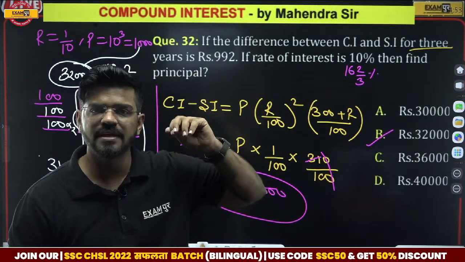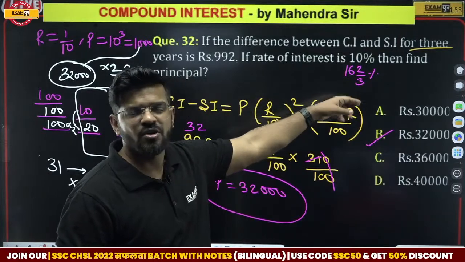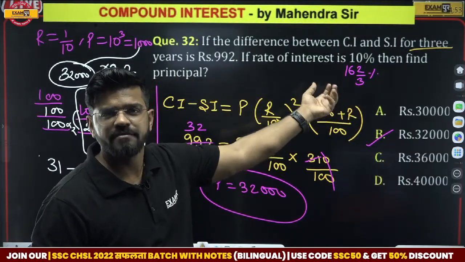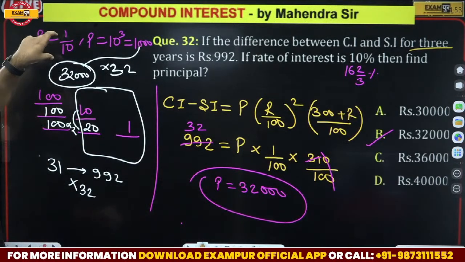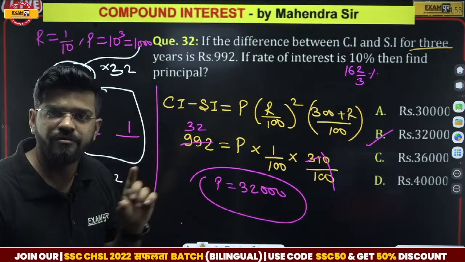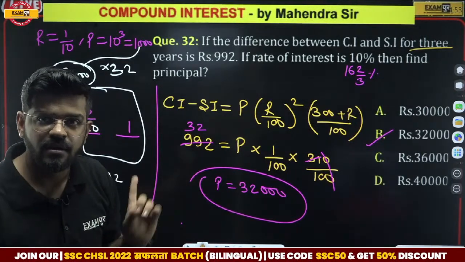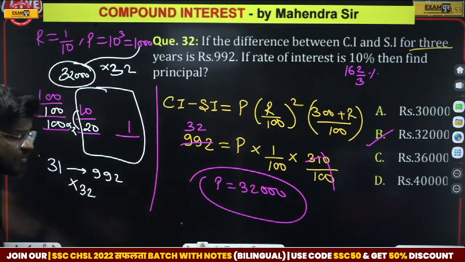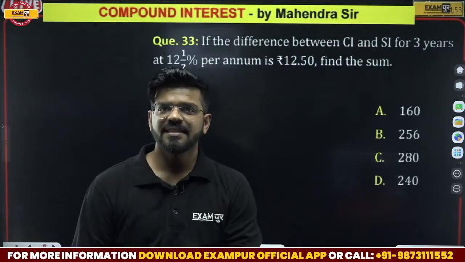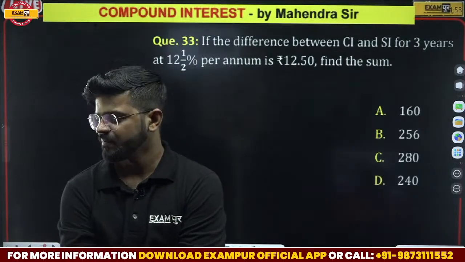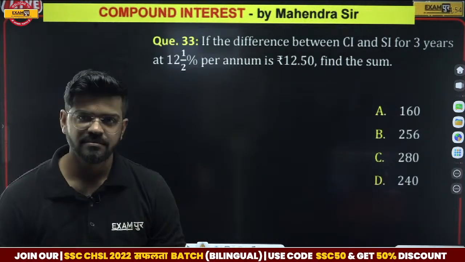I told you this slab method because if the rate of interest is not a whole number, or we can say an integer, like 37.5 or 12.5, then in that case you should prefer the slab method because you can convert it into a fraction. Clear to everyone? Did you get all these concepts? Okay, let's move on to another question.